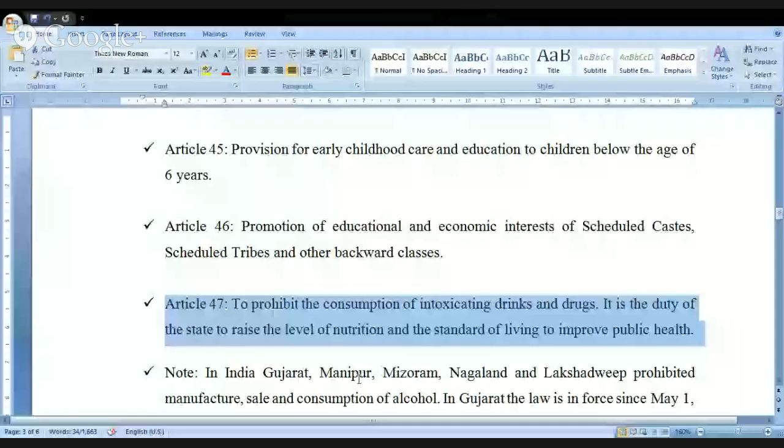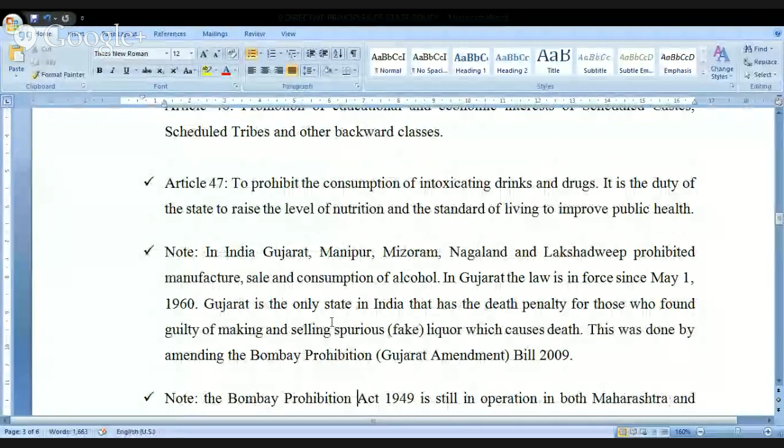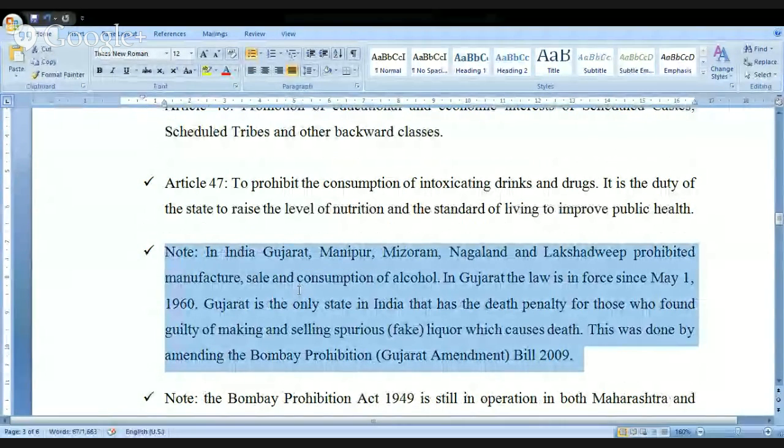Now, let me show you the document. Some more points we have. Look at this. In India, states like Gujarat, Manipur, Mizoram, Nagaland, and Lakshadweep prohibited manufacture, sale, and consumption of alcohol. In Gujarat, the law is in force since May 1st, 1960. Gujarat is the only state in India that has the death penalty for those found guilty of making and selling spurious liquor which causes death.